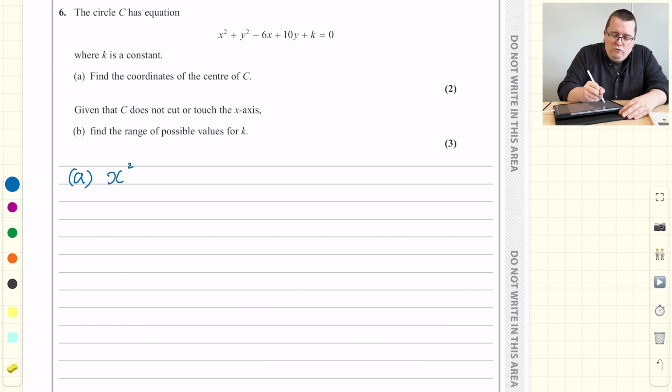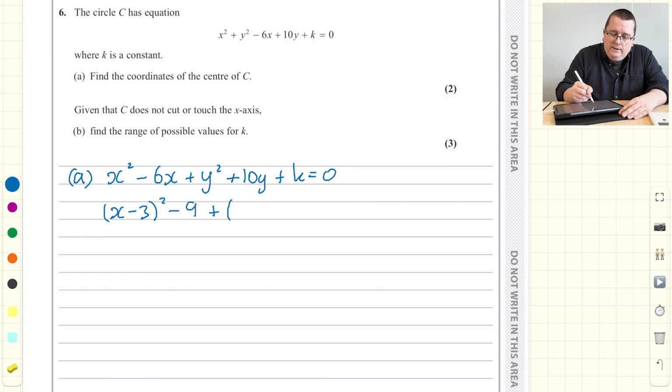So let's rewrite it. So we've bundled the x's together and the y's together. And we're going to use completing the square here. So complete the square on the x's. We're going to have x take away 3 squared, then take away the 3 squared, so take away 9. And then y plus 5 squared, take away 5 squared, is take away 25, plus k equals 0.